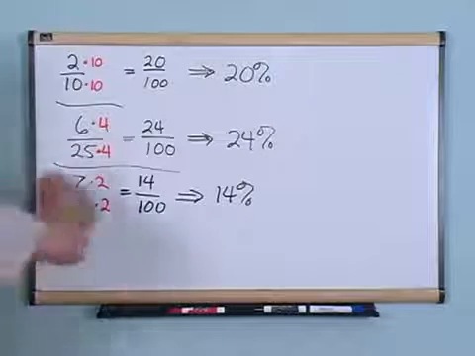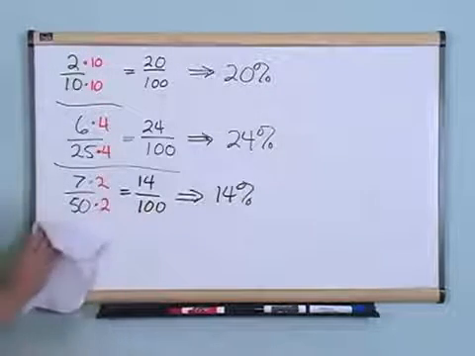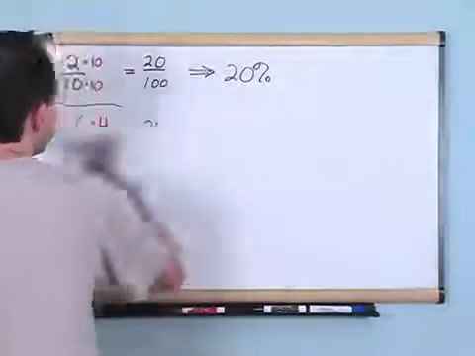If you're ever asked how to convert a fraction to a percent, all you need to do is multiply top and bottom by something so the bottom becomes 100, and then the top number is just going to be your percentage, because what you're doing is converting the fraction to having a denominator of 100.